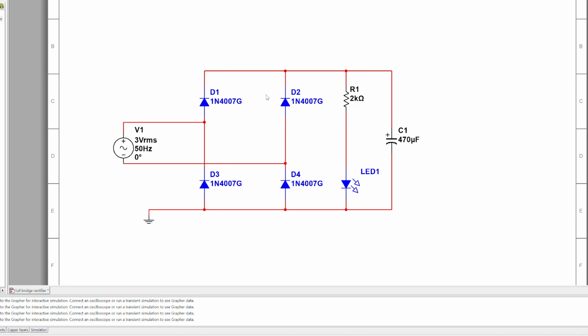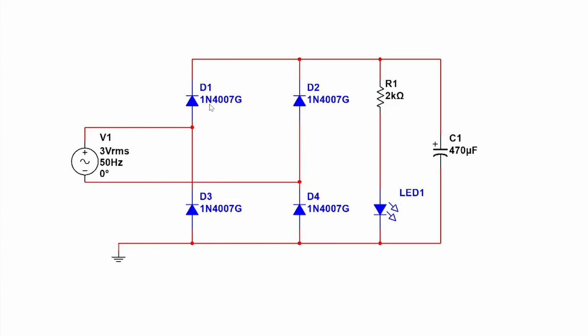So what I've done is I've built the same circuit on Multisim. If you don't know what Multisim is, it's what most of us in university use to simulate our circuits. So same circuit here. I've got a 3 volt RMS 50 hertz AC supply here, one output going between D1 and D3, and the other going between D2 and D4. I've got the ground here just because you have to have it as part of the simulation. And then you've got the capacitor on the output, and between them I've got the LED and the resistor.